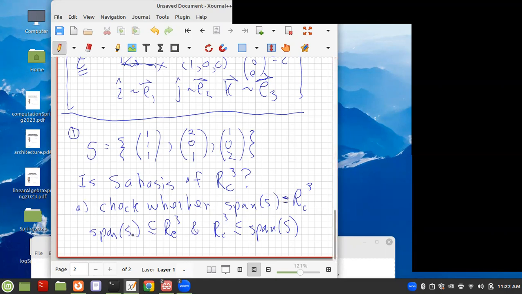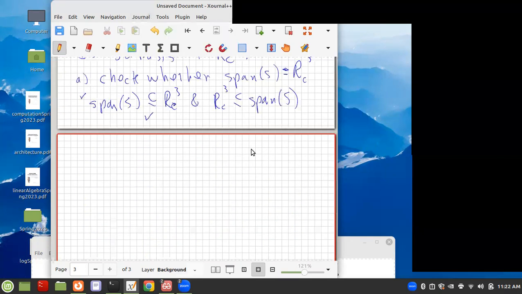We have to show that the span of S is in R3C, right? And then we have to show that R3C is in the span of S. We know they're both vector spaces. So if we can show that they're subsets, they're going to be the same vector space. Now this one's obvious, right? Because if I take any linear combination of these and add them up, they're going to be a three-component vector. They're going to be in here. So this is obvious, or clear.